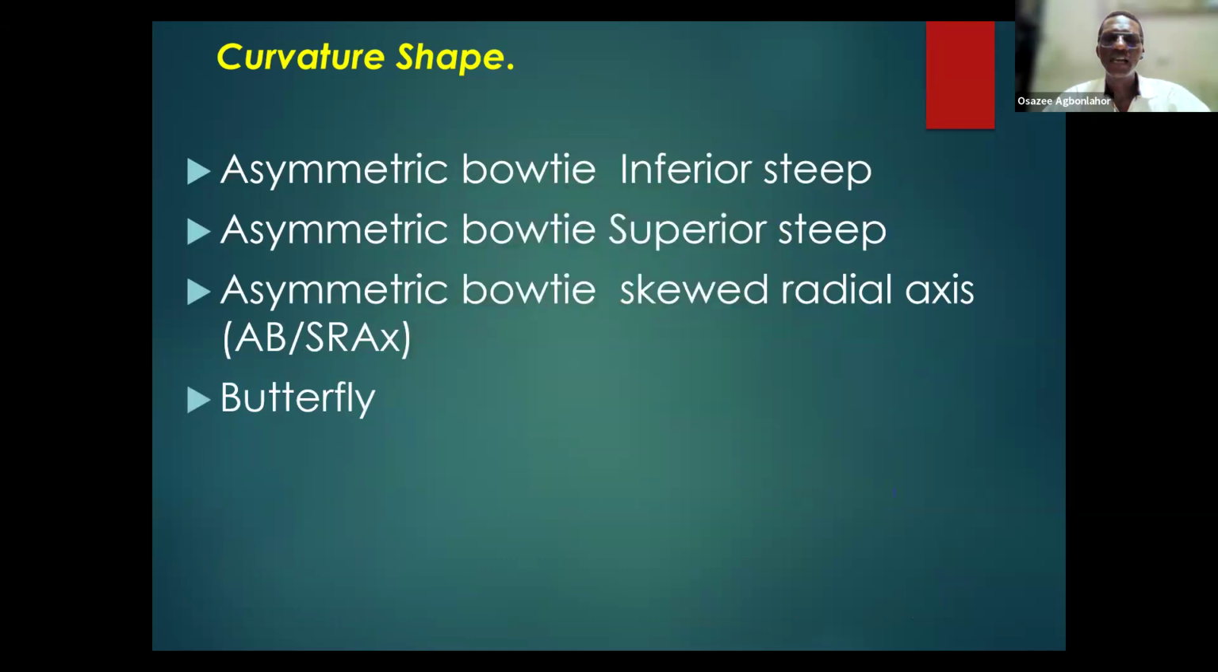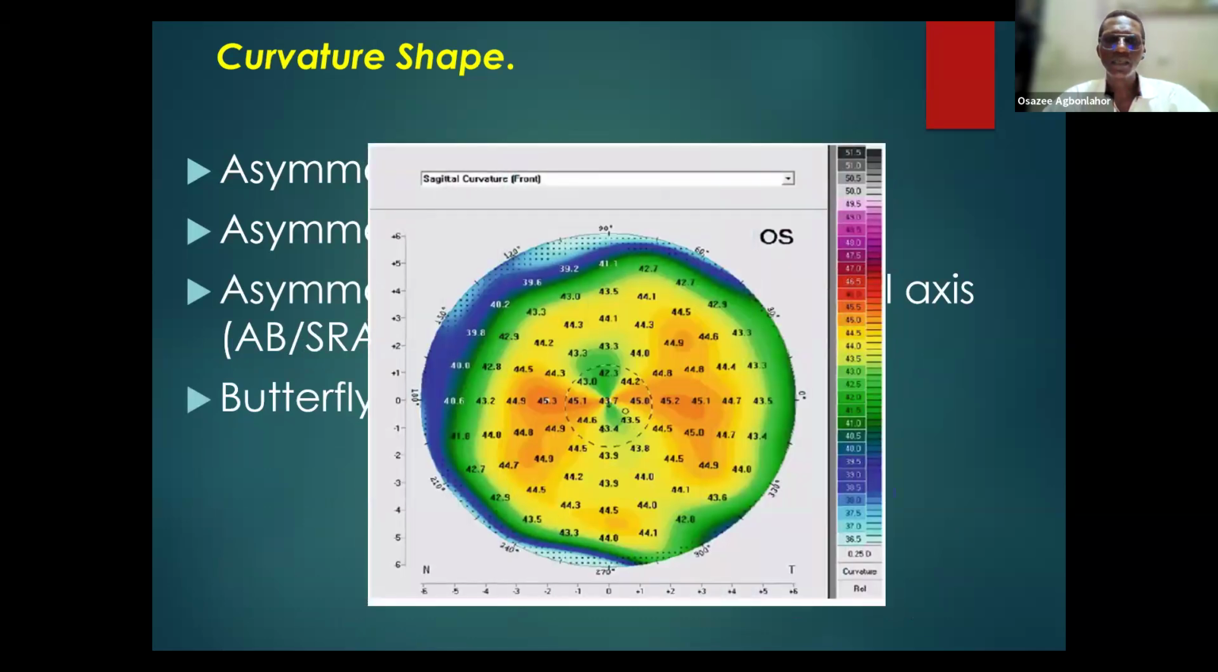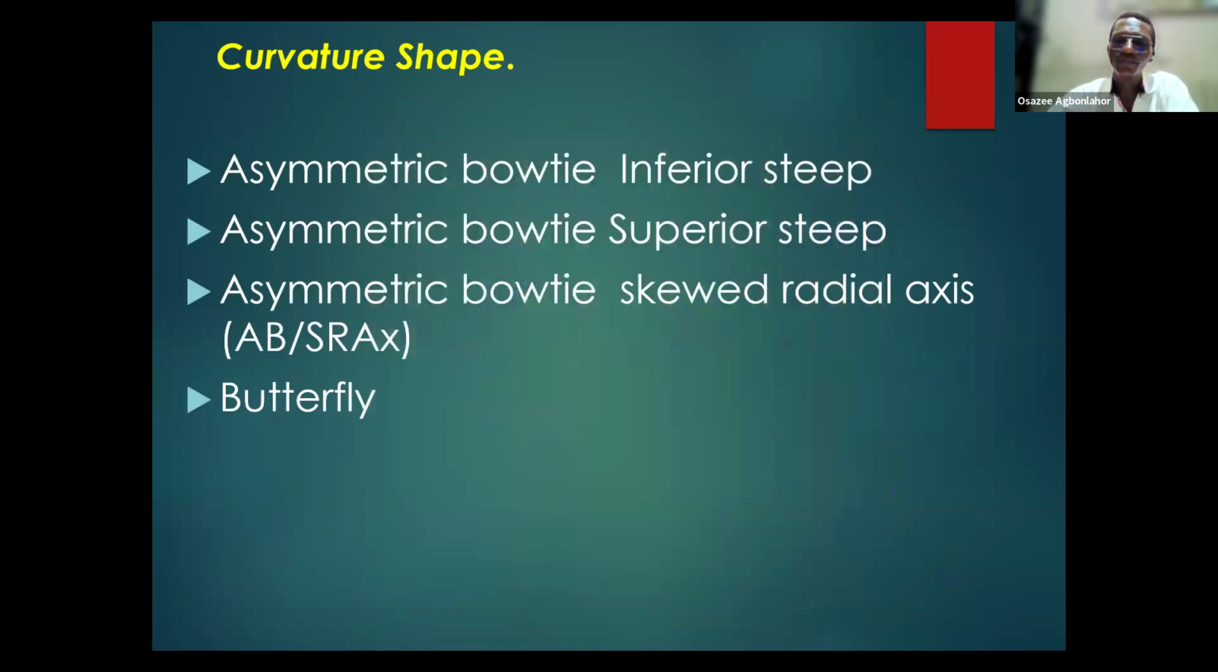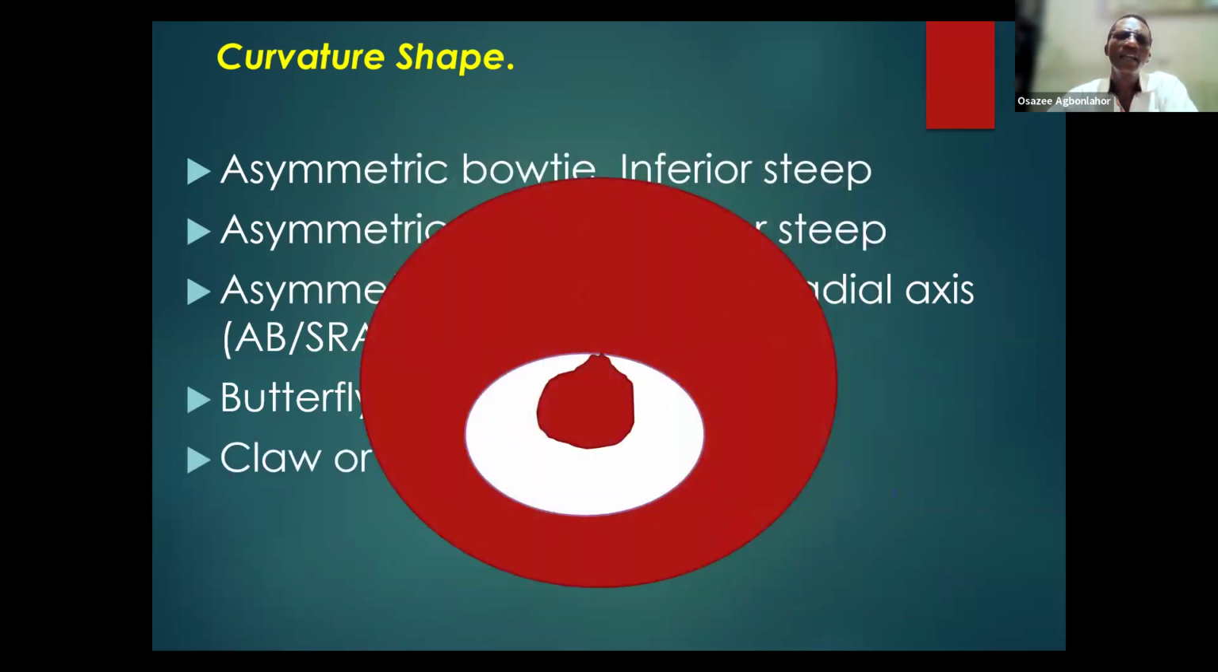Then you also have the butterfly, something like this. Here now, the asymmetry is not vertical. The asymmetry is now horizontal, where you have the astigmatism on this one side less skewed, steeper than this other side, or they are likely to have the same level of steepness. Call that a butterfly map.